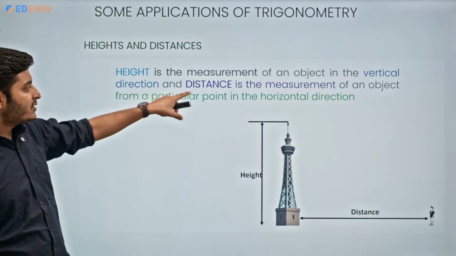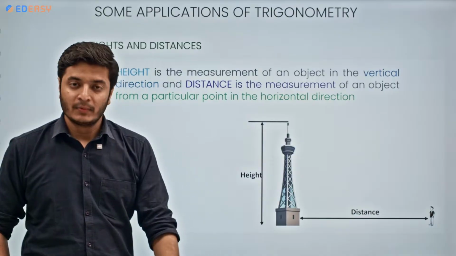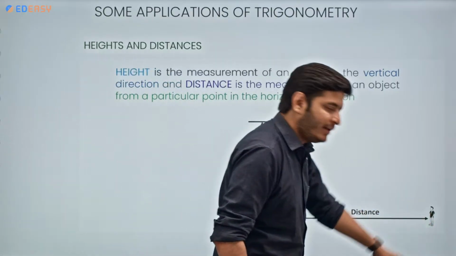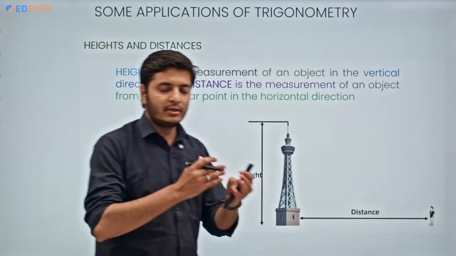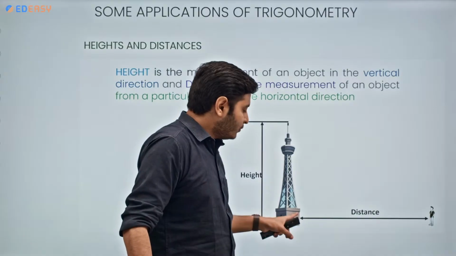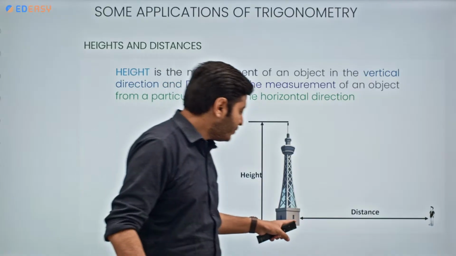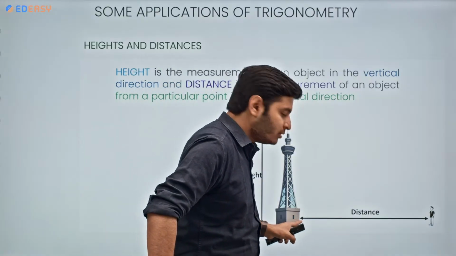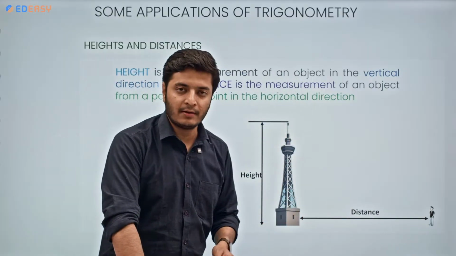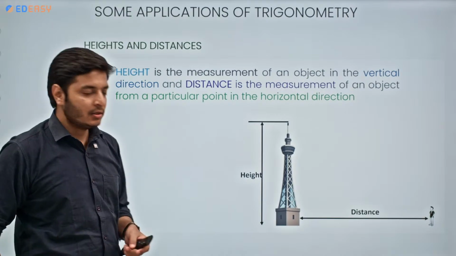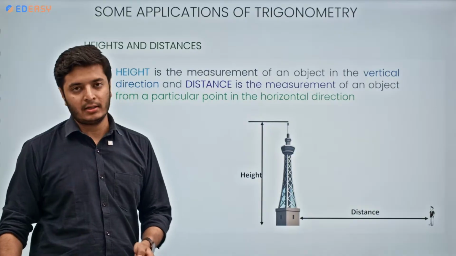Now, distance is the measurement of an object from a particular point in the horizontal direction. Again, suppose someone is standing here. This is a tower. So someone is looking at the tower from a certain distance. So what distance is, is the value of the horizontal path between these two, the person that is looking at the object and the foot of the tower. That is the distance. So it will be measured horizontally and the height will be measured vertically.